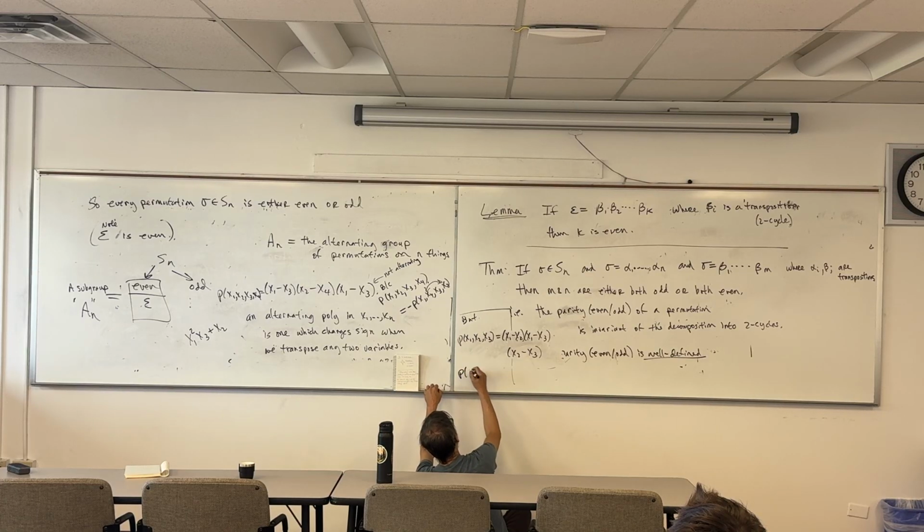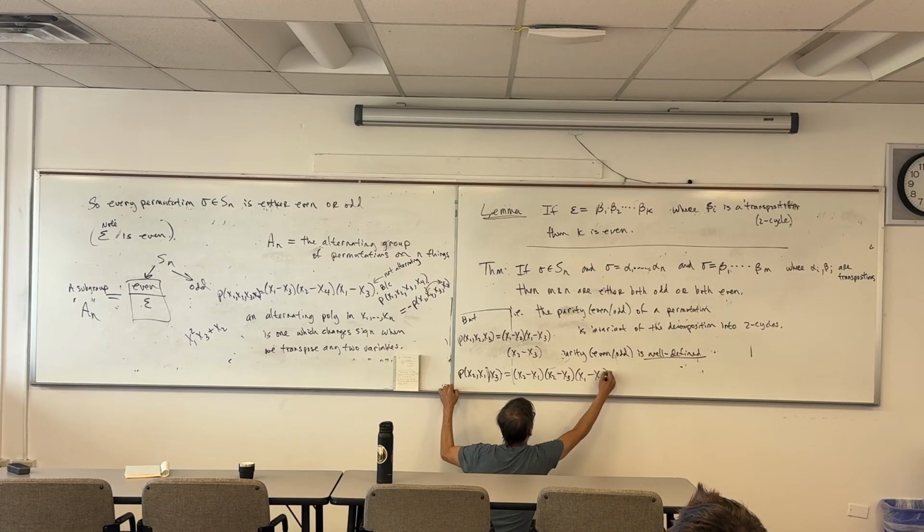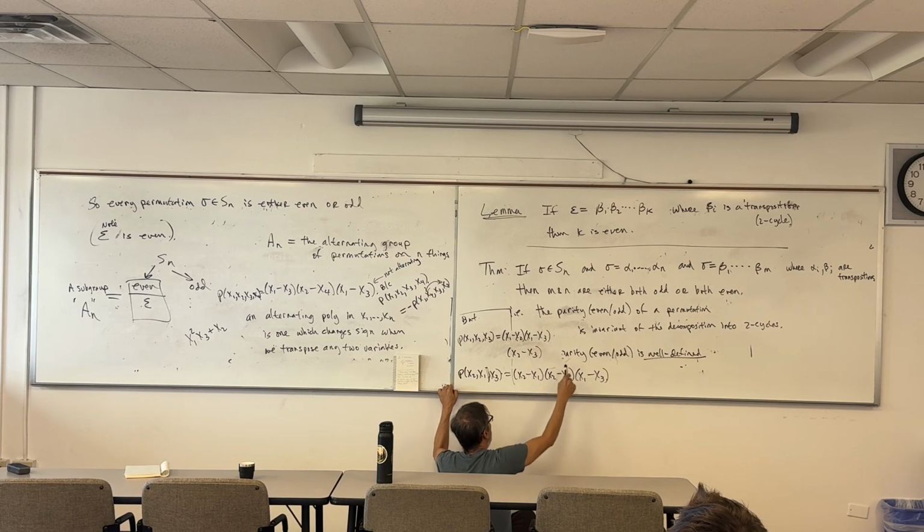Now if I swap the variables, let's look at P of x2, x1, x3. That means I'm going to swap these two right here. That's x2 minus x1, x2 minus x3, and then this becomes x1 minus x3. So look, that's the same, this one is reversed. So this is actually negative P of x1, x2, x3.